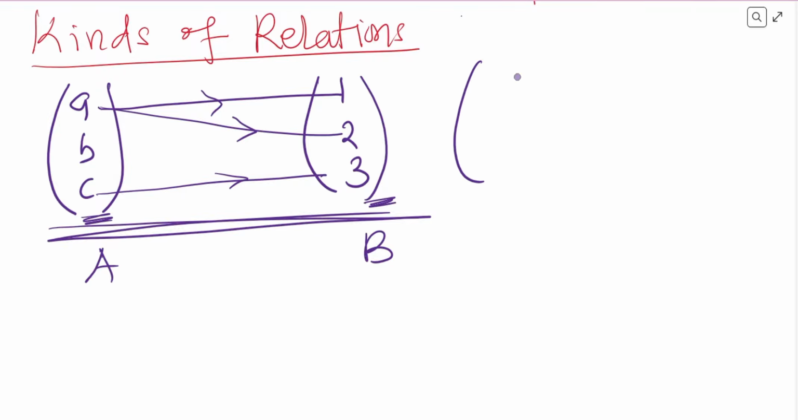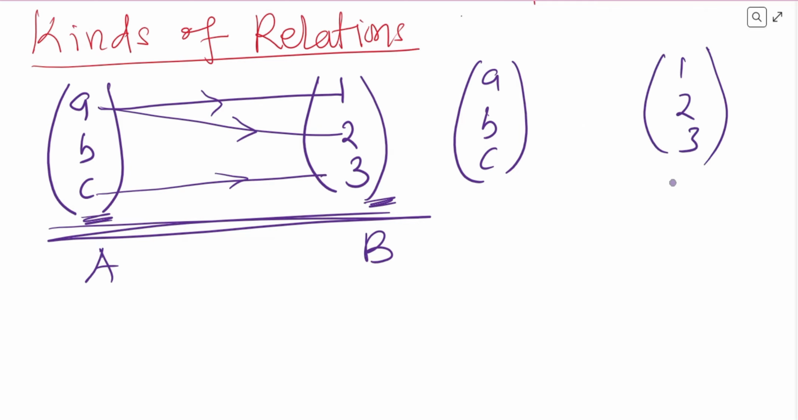Another person could do, let's say, A to 3, B to 1, and C to 3 as well. And 2 will never get any object mapping to it from A to B. And that is absolutely fine when it comes to relations.